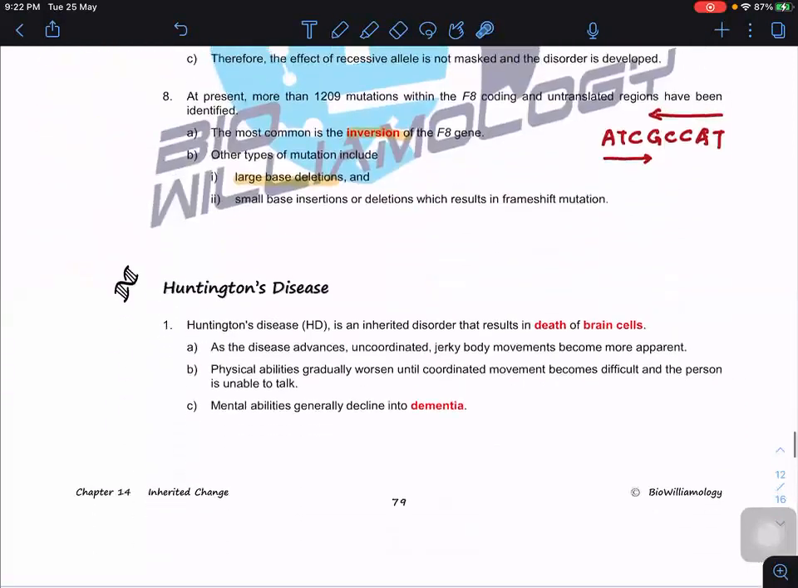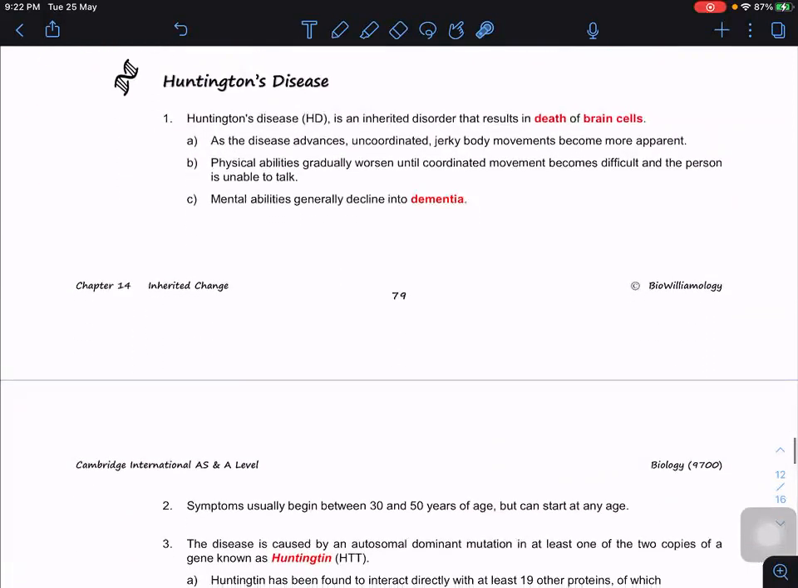So we come to the last disease, a very famous one, Huntington disease, because quite a number of questions have come out asking about Huntington. Huntington disease is an inherited disorder that results in the death of brain cells. Most of the time, your mental ability declines into dementia.